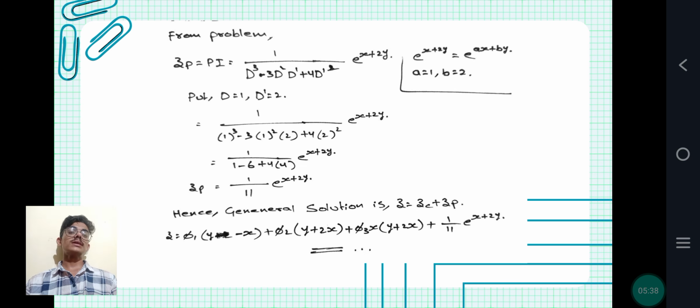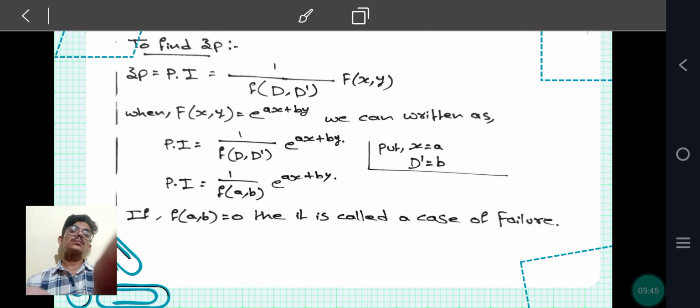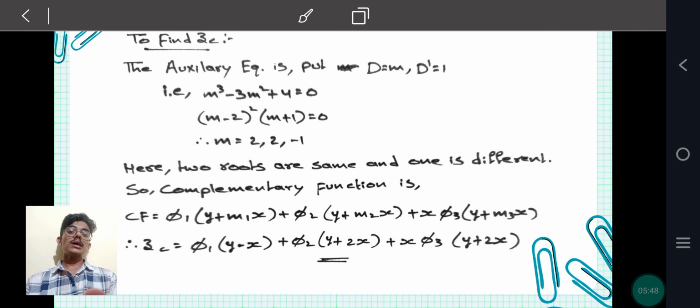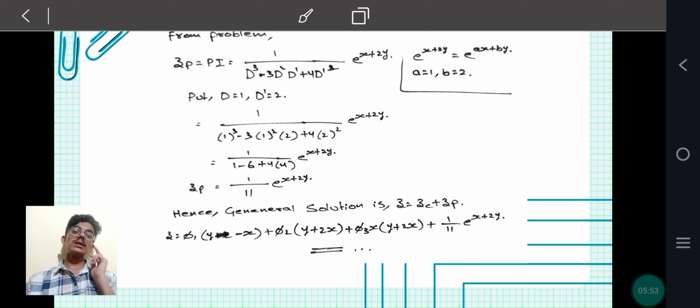Hence the general solution is z = zc + zp. We know zc is this value and zp = 1/11 e^(x+2y). We add both values, and substituting in the general solution we get z = φ1(y − x) + φ2(y + 2x) + x φ3(y + 2x) + 1/11 e^(x+2y). This is the final solution.